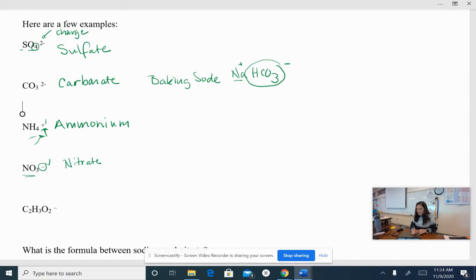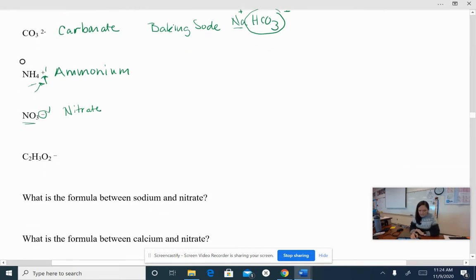And you may have noticed, if you read ingredient lists on food, you may have noticed nitrates being used a lot to preserve meats. A lot of lunch meats, like sliced turkey or sliced ham, are preserved with nitrates.